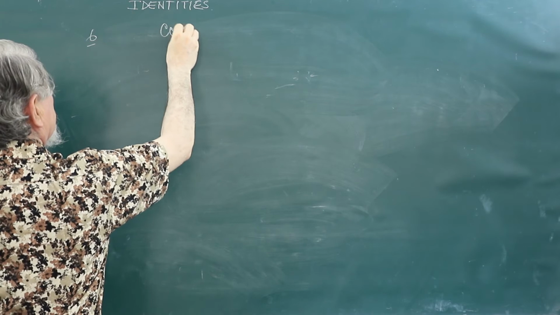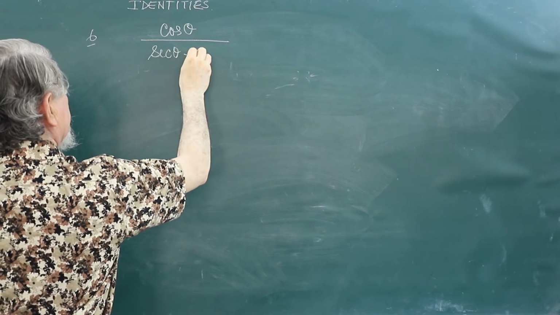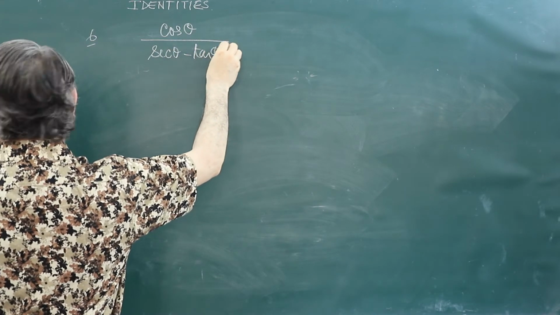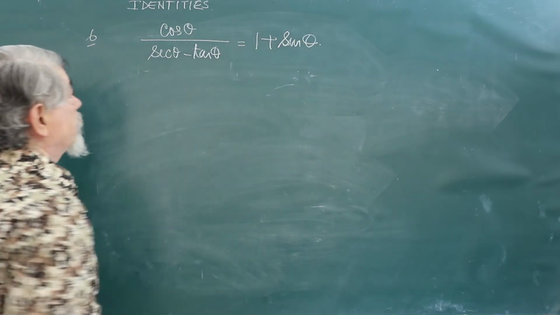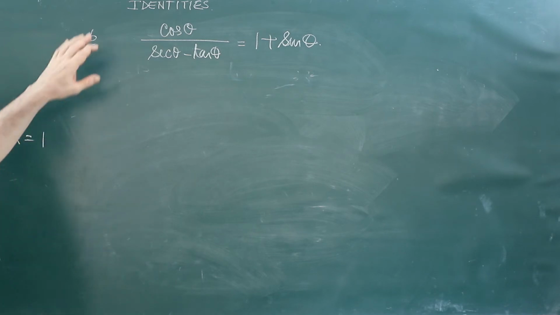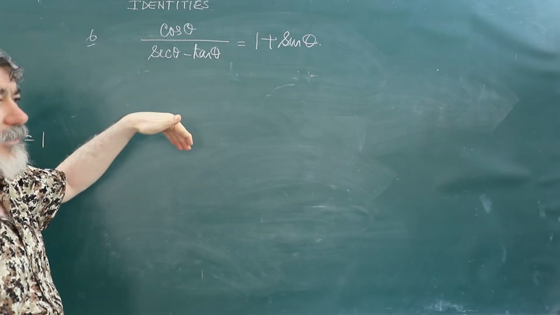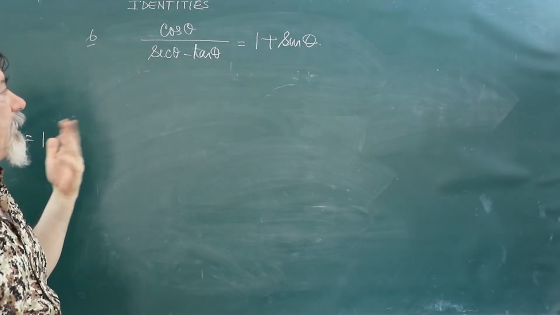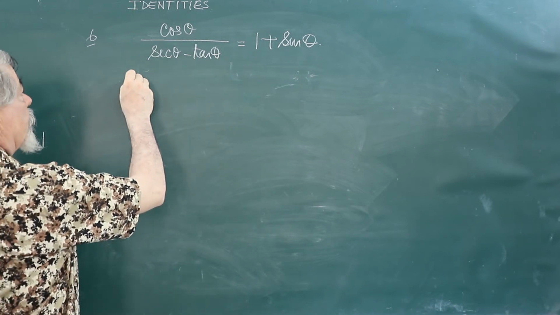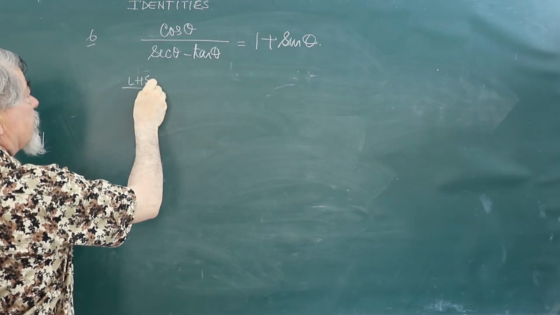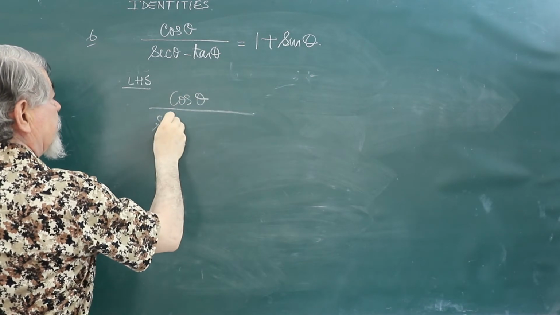Cos theta upon sec theta minus tan theta is equal to 1 plus sine theta. Now whenever you see sec theta minus tan theta or sine theta minus cos theta in denominator, sine theta plus cos theta, we are going to rationalize it. How do we rationalize it? You have learned rationalization in class 8.